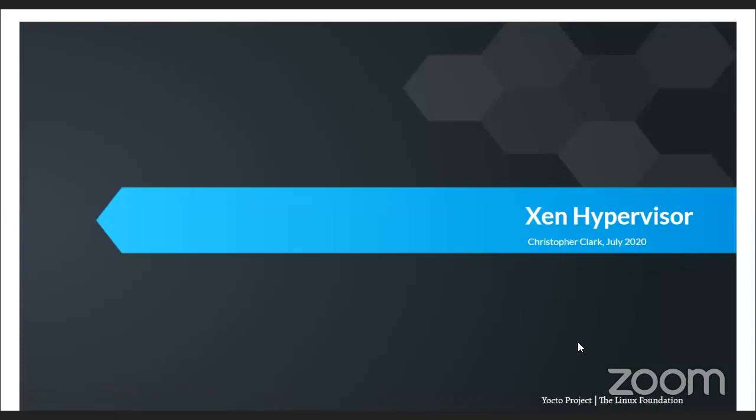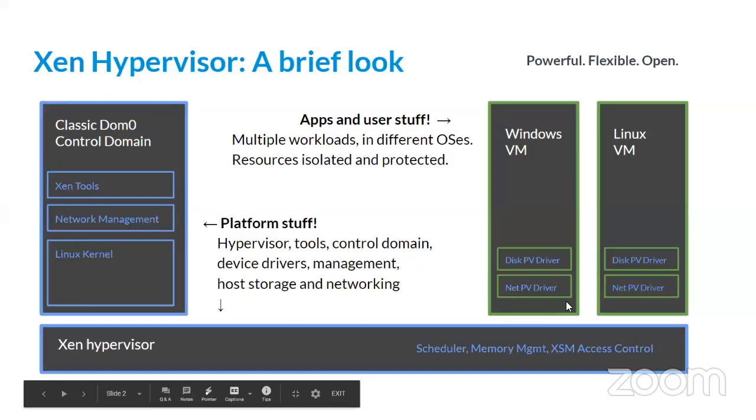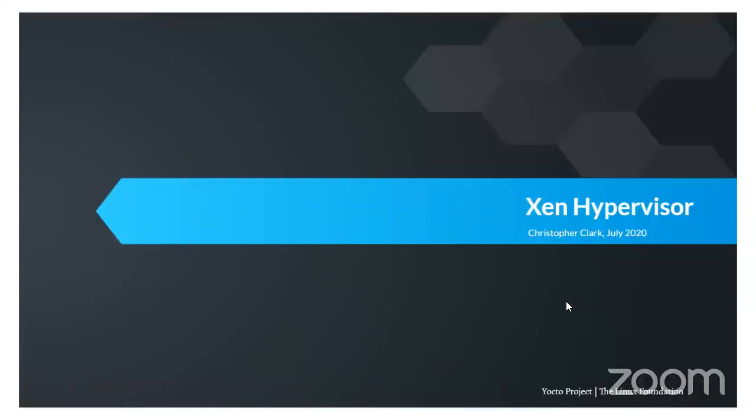Okay, so my name's Christopher Clark. I'm a Zen hypervisor engineer. I'm a maintainer of part of Zen and also the Zen recipes in the meta virtualization layer that Bruce Ashfield maintains. And I wanted to talk today a bit about the Zen hypervisor as an example of a virtualization technology you can use with Yocto via the meta virtualization layer, and then Tim will talk about some other stuff you can do with the other pieces in meta virtualization.